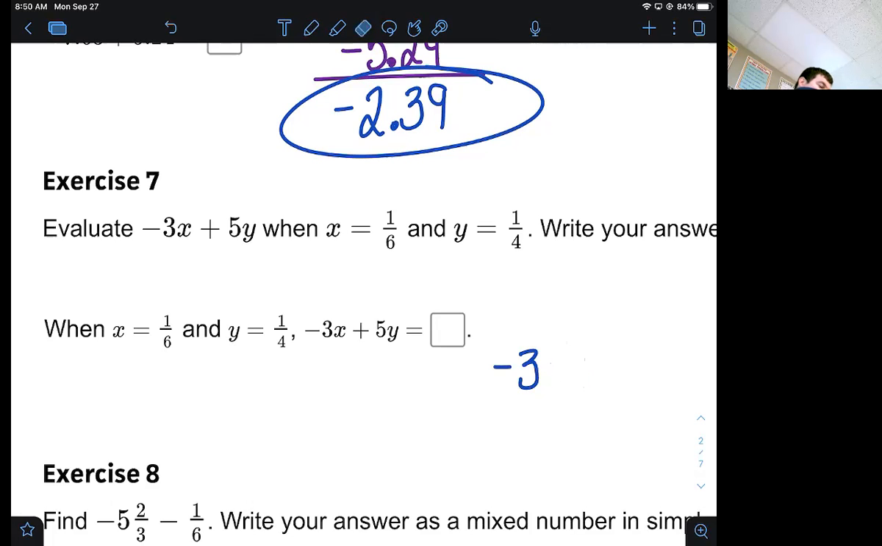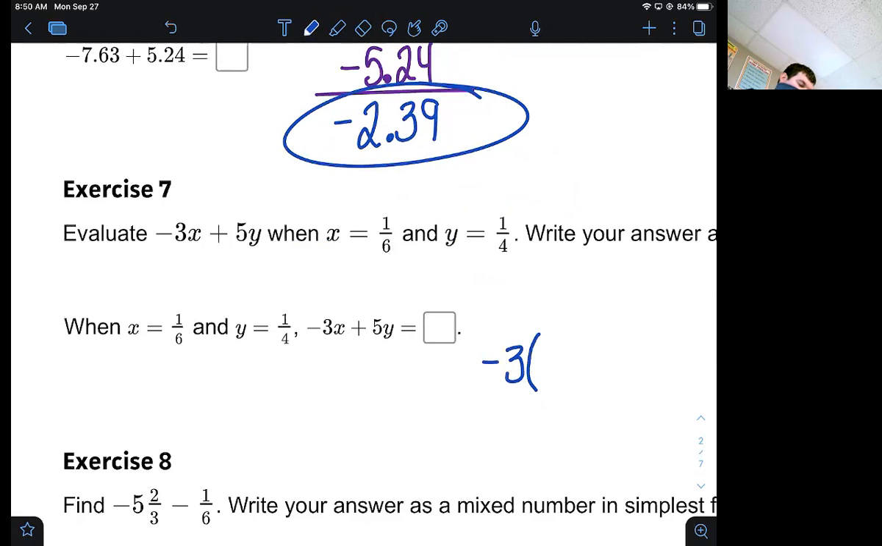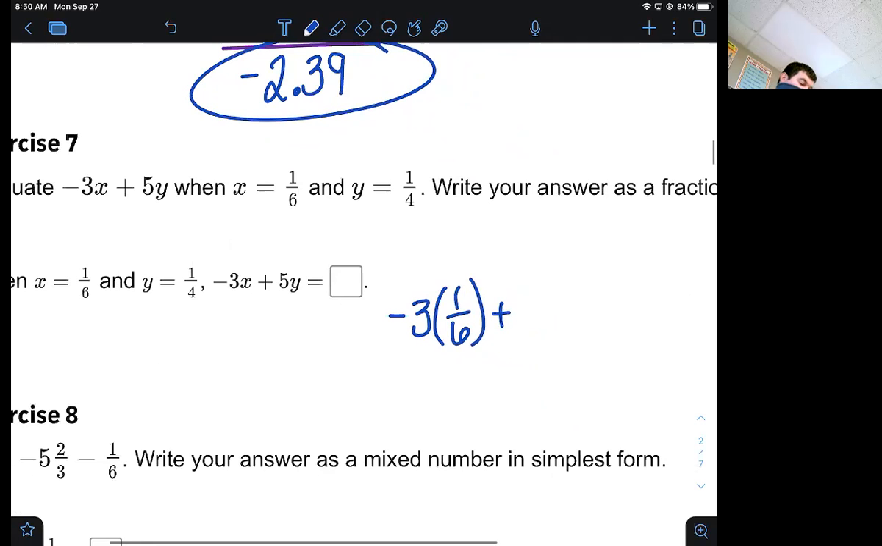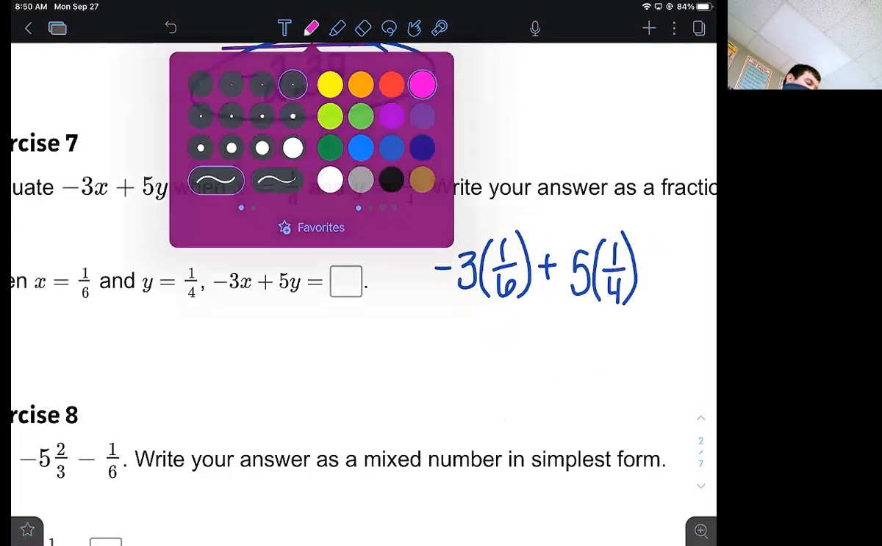Anytime I plug a number in, I always write it in parentheses. So I like to write it like this. That shows me that I still have to multiply, and it's definitely not negative 3 to 1/6. Plus, same thing with the 5y. 5 parentheses 1/4. So this is like a 3-step problem. After I plug it in, I have to do 2 multiplication problems.